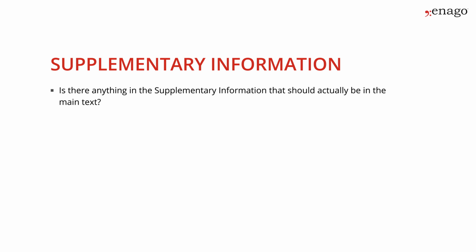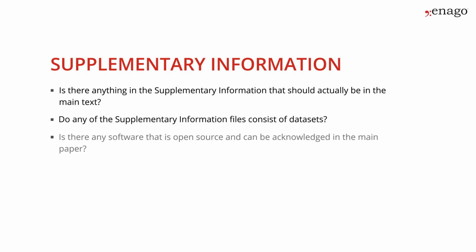Is there anything in the supplementary information that should actually be in the main text? Do any of the supplementary information files consist of datasets? Such files can be uploaded to a reputable repository, allocated a digital object identifier, DOI, and then acknowledged in the data accessibility statement. Is there any software that is open source and can be acknowledged in the main paper? Do the files add value to the quality of the article?